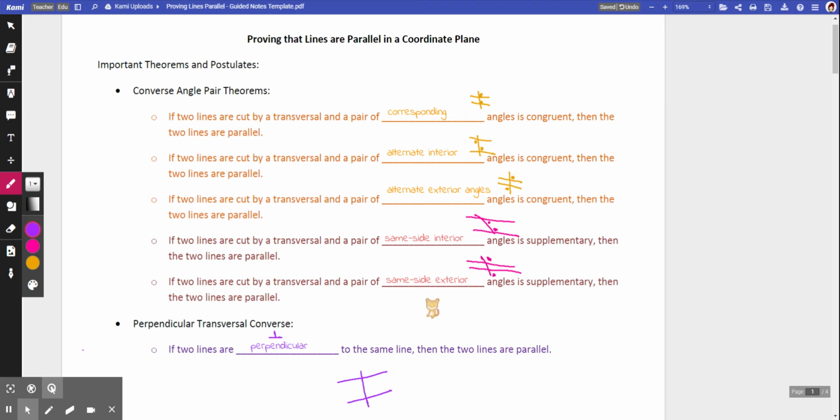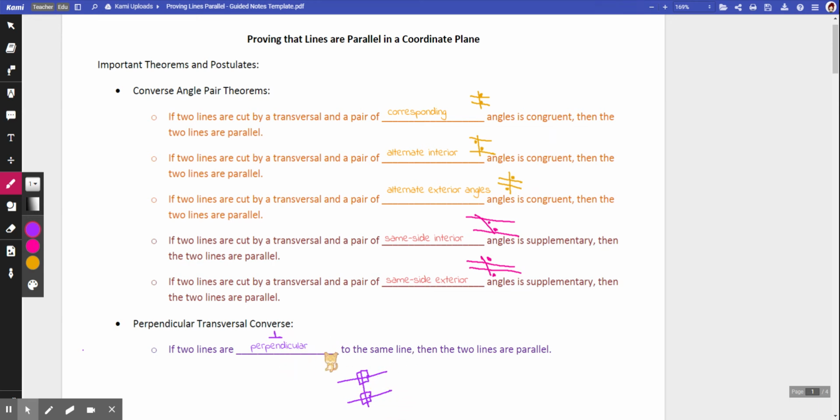So if I have a figure like this, and these two are perpendicular, then I actually know that all 8 of the angles are right angles. So all my corresponding angles are congruent, all my alternate interior angles are congruent, all 4 of these angles are congruent, they're all 90 degrees. They're also all supplementary because 90 plus 90 equals 180. So every angle pair you can think of is both congruent and supplementary. So all of these statements end up true, which makes the two lines parallel.